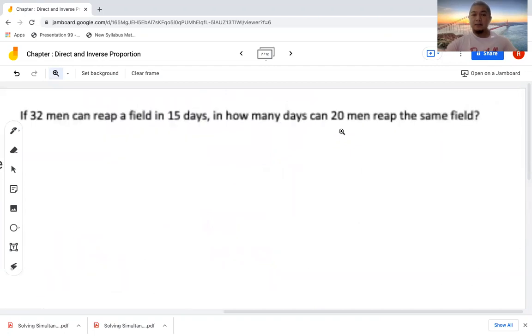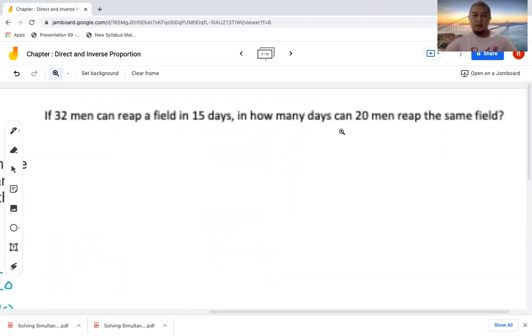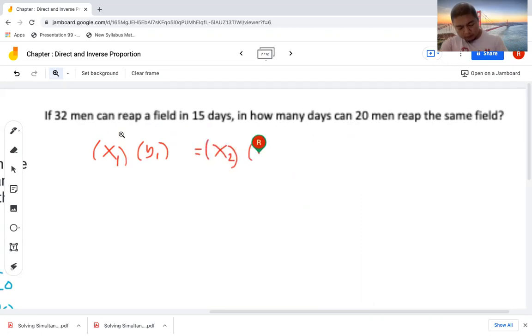Let me give you an example. Suppose that the question is: if 32 men can reap a field in 15 days, how many days can 20 men reap the same field? Going back to the idea that x sub 1, y sub 1 is equivalent to x sub 2 times y sub 2, we can now represent these particular units as the values of x and y.